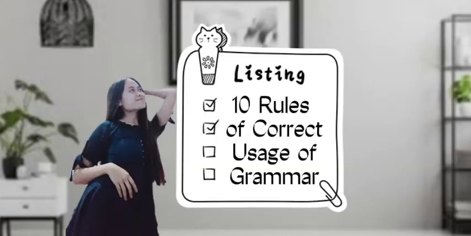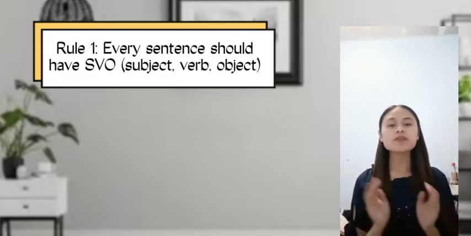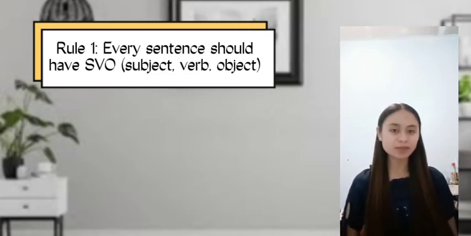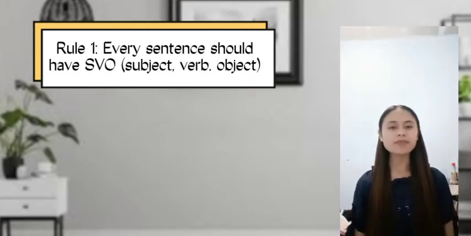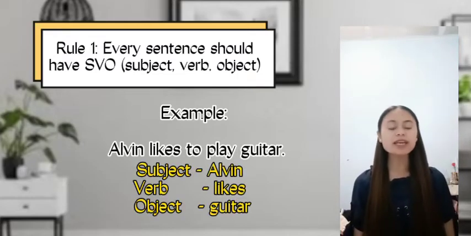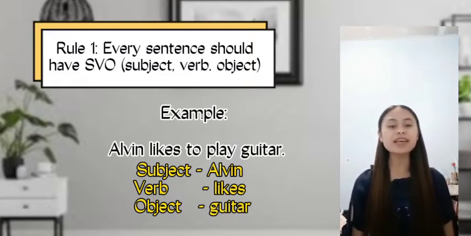And now let's proceed to the 10 rules of correct usage with examples and brief explanations. Rule: every sentence should have SVO. Subject, verb, and object. The verb is usually the action which is performed by the subject, and the object is usually that on which the action is performed. For example, Alvin likes to play guitar. So the subject here is Alvin, the verb here is likes, and the object here is the word guitar.